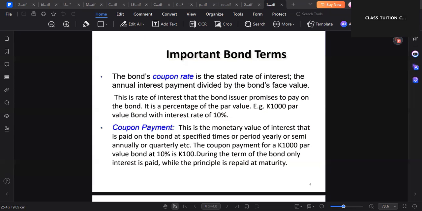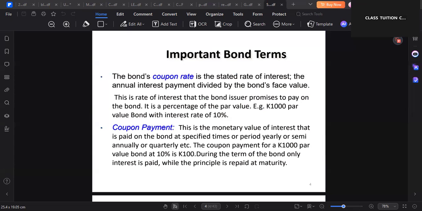For instance, if the bond is issued at par of 1,000 and a 10% coupon rate, the annual coupon payment will be 10% of the 1,000 to get 100. So during the bond's life, only interest is paid, and the principal will only be paid at maturity.